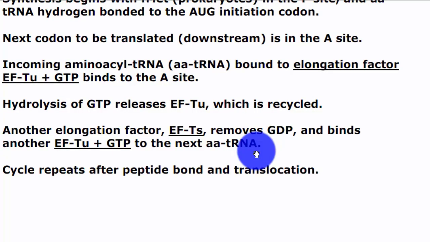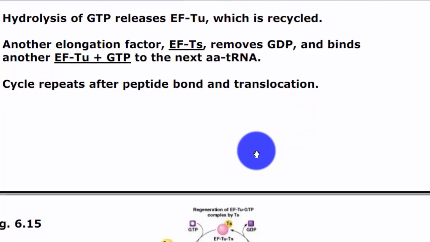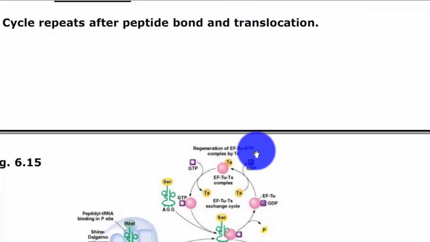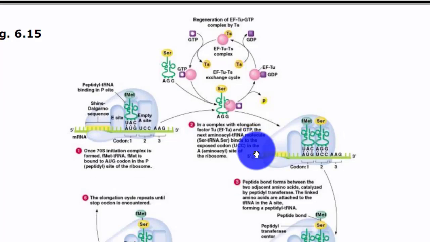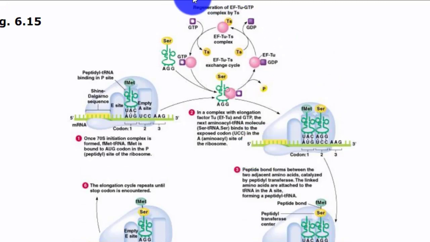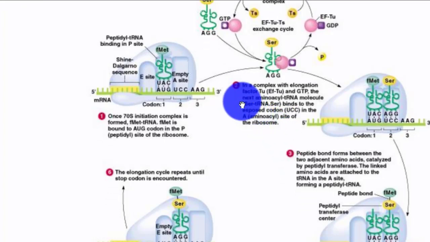Incoming aminoacyl transfer RNA is bound to elongation factor, hydrolysis of GTP, release of elongation factor; another elongation factor removes GDP and binds to the next aminoacyl transfer RNA. The cycle repeats after peptide bond formation and translocation. This is the step. And this is the complex with elongation factor.